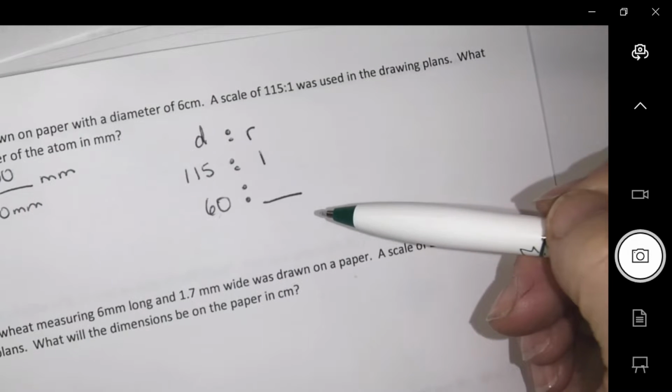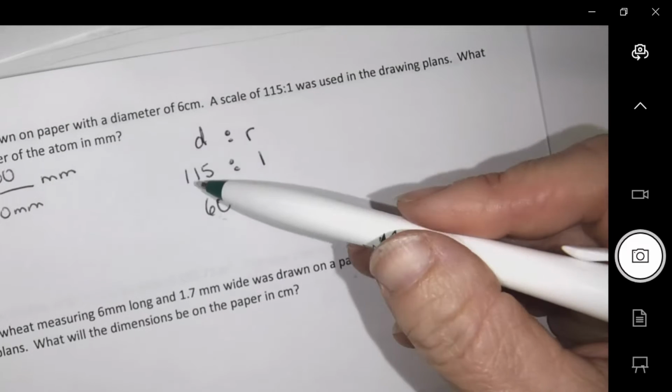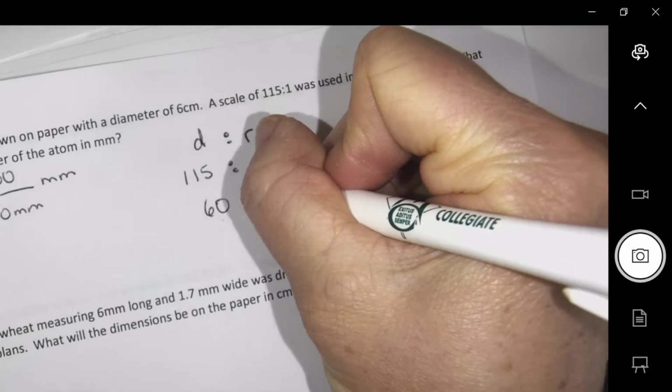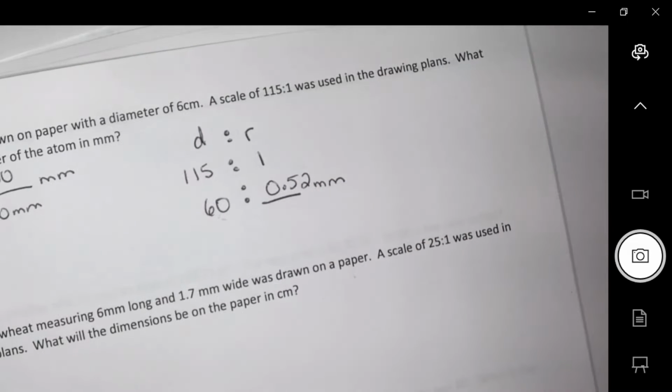So everything I go to, everything ends up with a cross multiply, right? So 60 divided by 115. Are you getting a 0.52? So it's a very, very small atom, right? That's why it was drawn bigger on the paper.